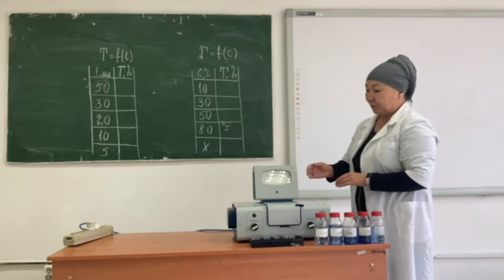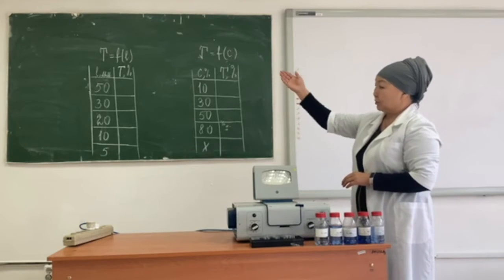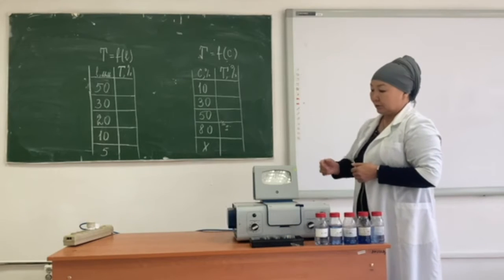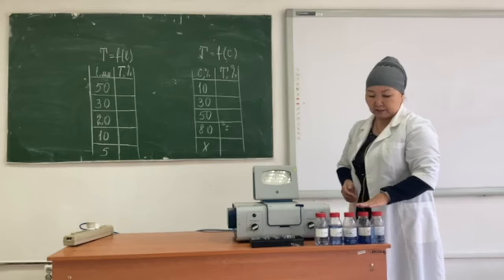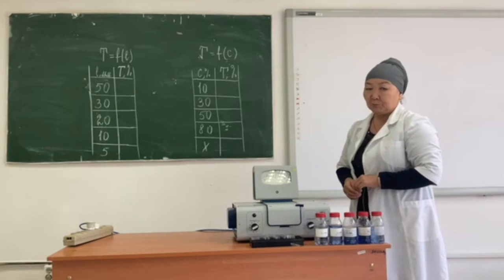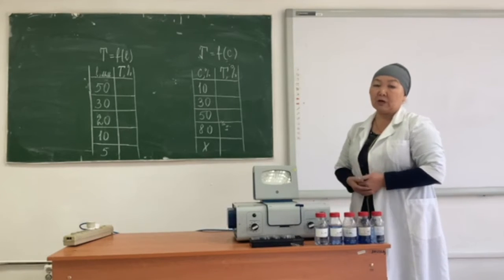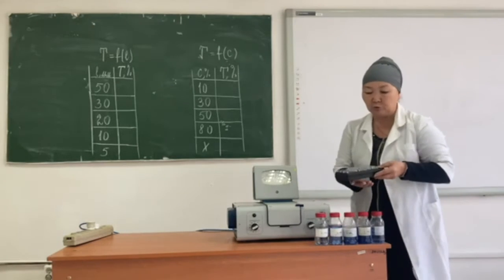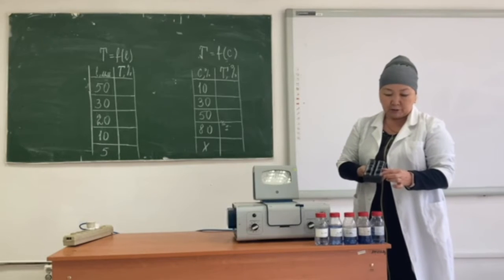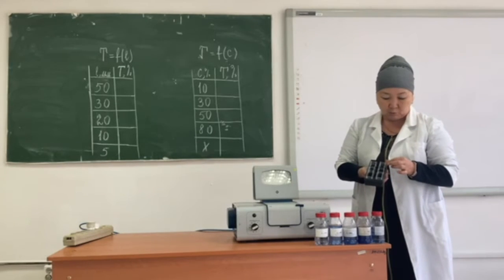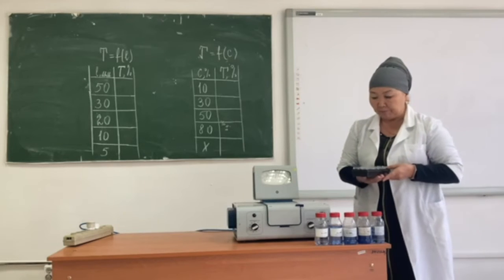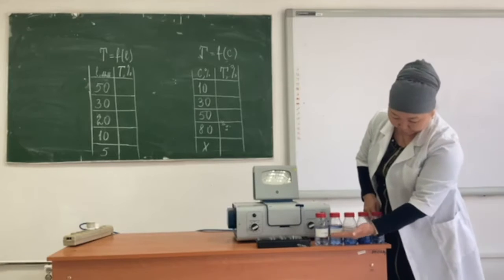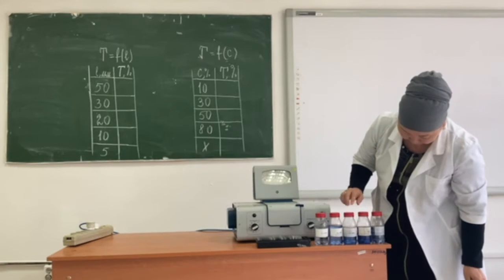In today's work, we must determine the dependence of the transmittance, first, on the length of the cuvettes, which is the length of the optical path, and second, on the concentration of colored solutions. The vessels into which the test liquids are poured are called cuvettes. We have cuvettes of different lengths: 50, 30, 20, 10, and 5 millimeters. And today we will work with a blue stain solution of 10, 20, 30, 50, and 80%, and with an unknown concentration.